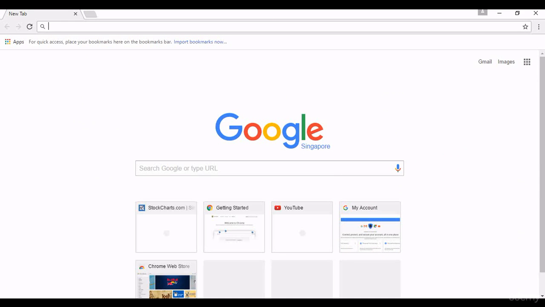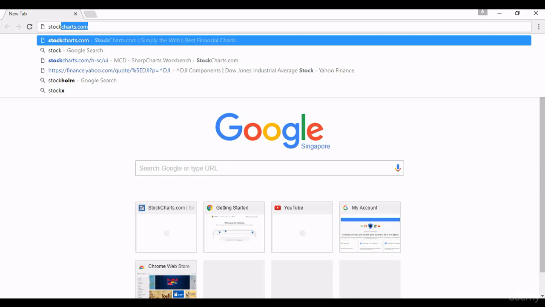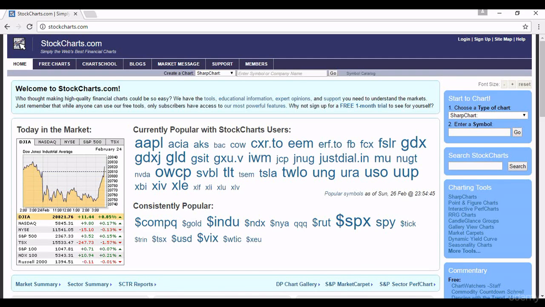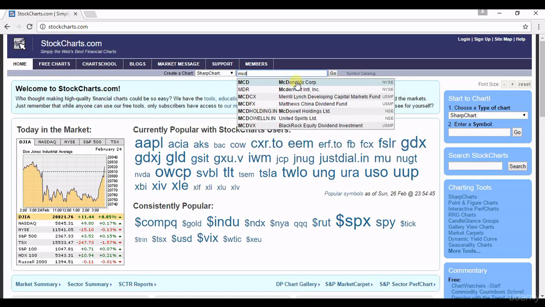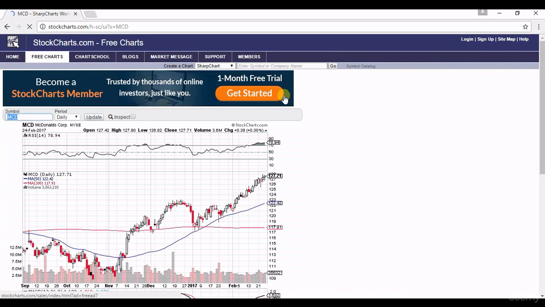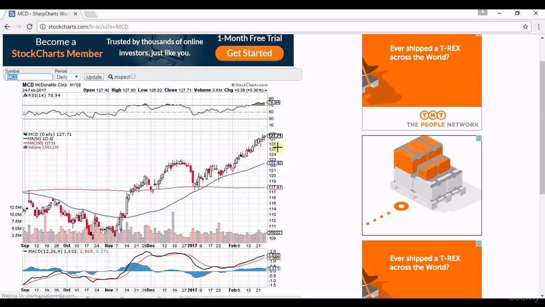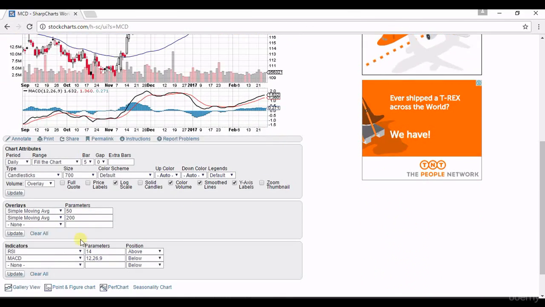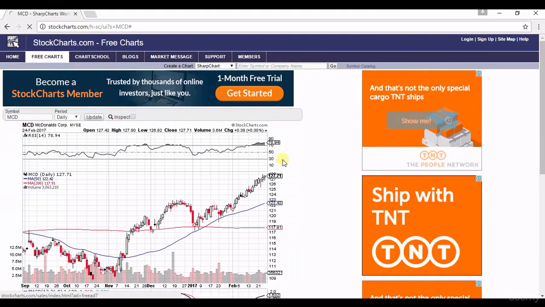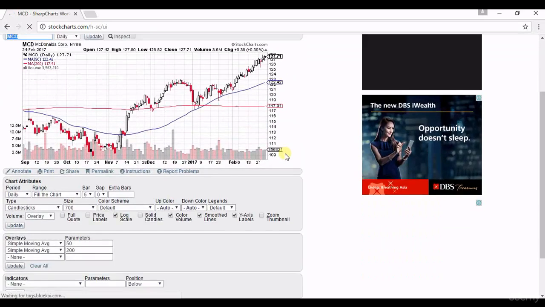Okay, so how can you view charts online? I'm going to show you another website that I use. It is called stockcharts.com, and I find that this is a very good website because it has great online resources for you to view charts. So going to stockcharts.com, enter the ticker symbol of the company that you're looking at. For example, let's say we take a look at McDonald's. So we enter MCD, the ticker symbol for McDonald's. Okay, so here, this is a chart for McDonald's. Let me just clear up all these other indicators first.